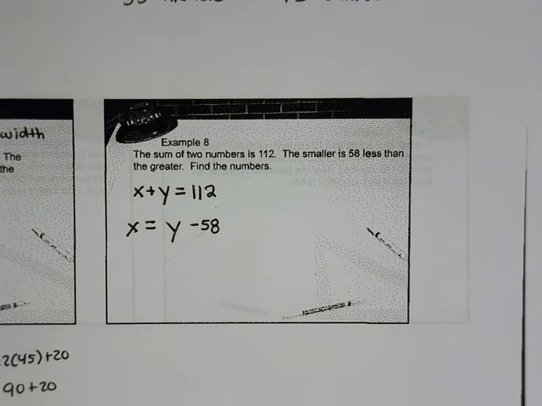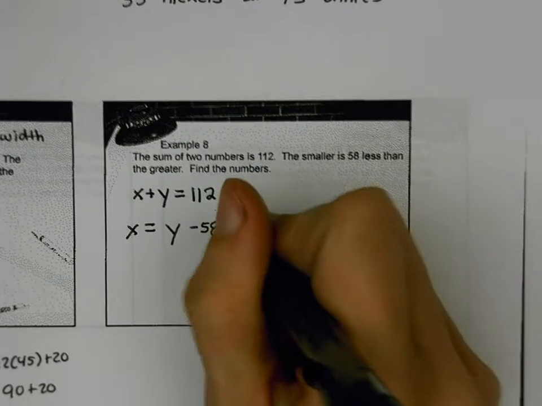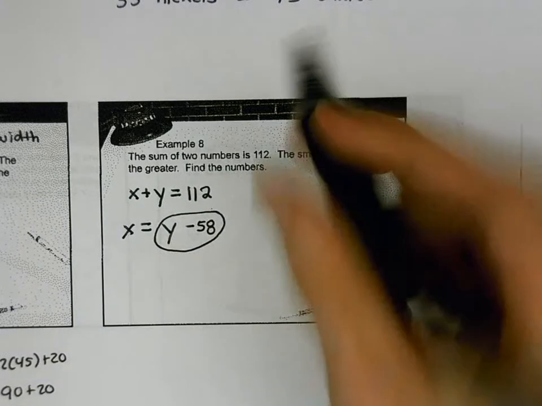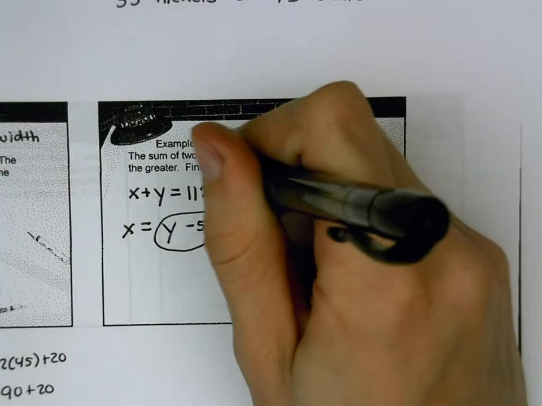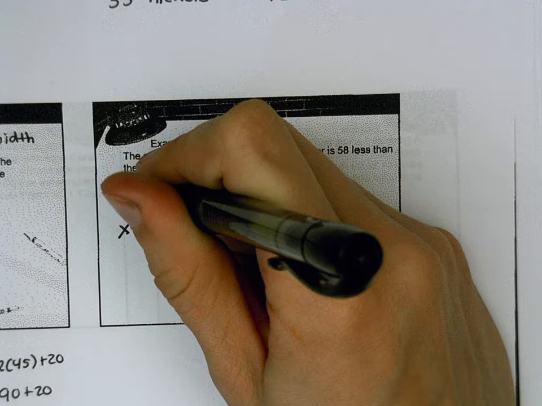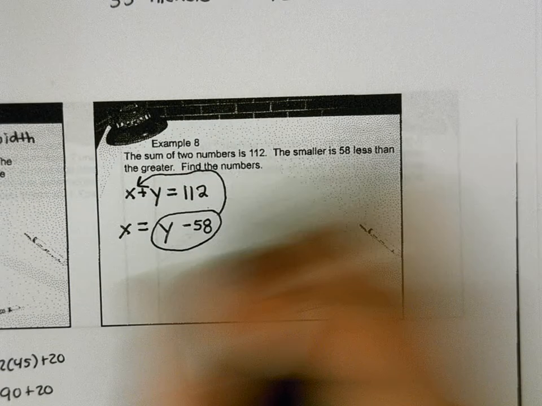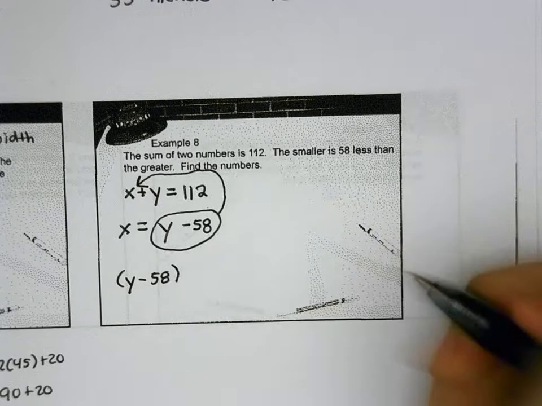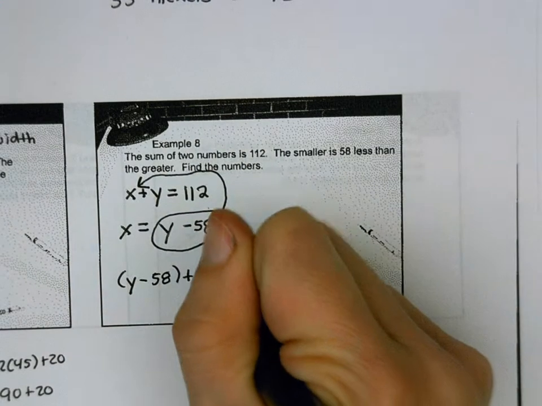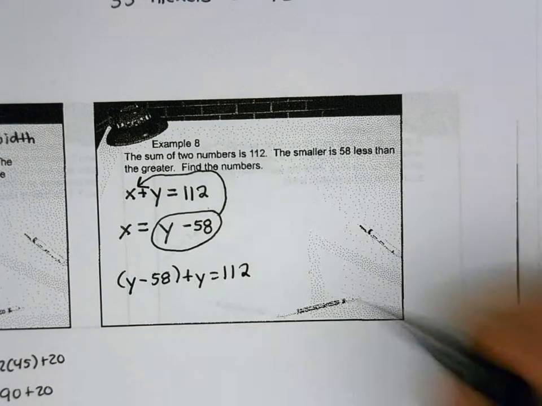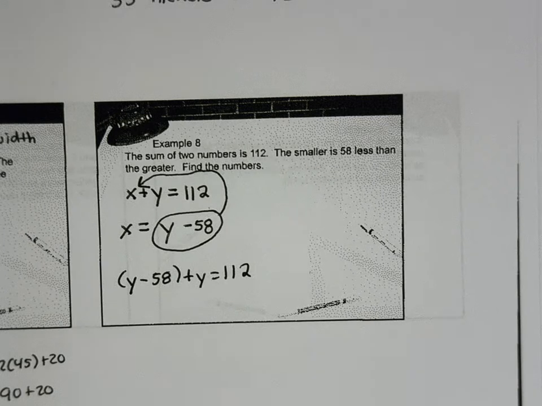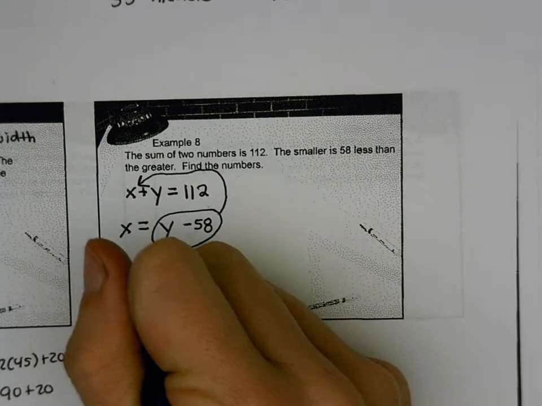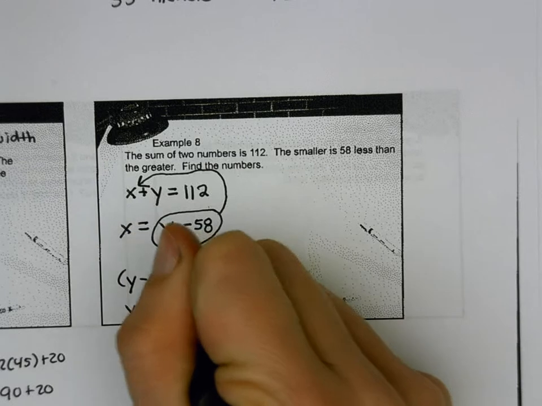Again, you can choose which one you want to do. I will again use substitution, since I already am in the form x equals, and so I'm going to take this y minus 58 and plug it into the x's spot right there. This gives me y minus 58 instead of x, plus y equals 112. If you could distribute, you would distribute, but in this case, there's nothing to distribute, so I can go ahead and drop those parentheses.